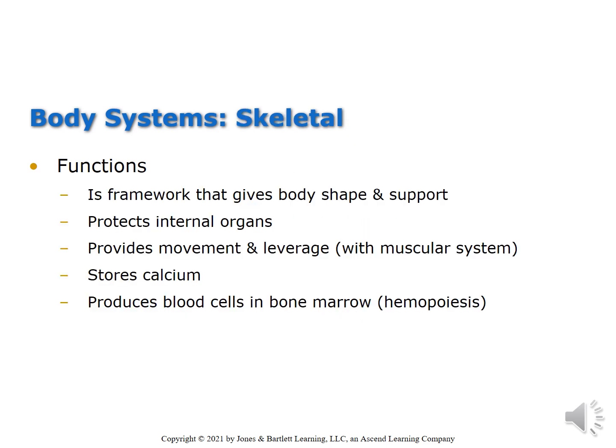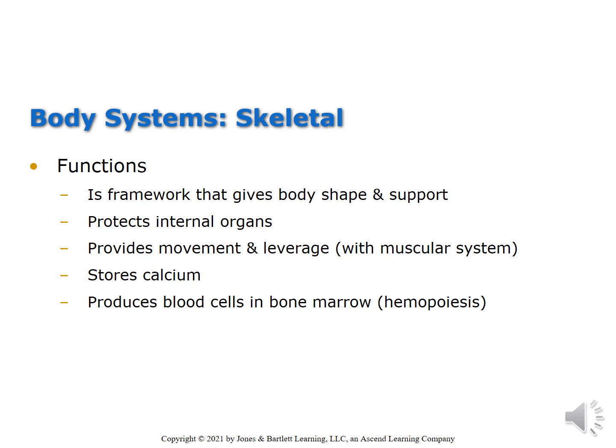So the skeletal system, sometimes some textbooks refer to the musculoskeletal system together, but the skeletal system consists of all your different bones, from long bones to short bones to irregular bones, and the accessory structures as well, the ligaments and the cartilage. And its function is to provide framework to give the body shape and support, to protect internal organs like the rib cage protects the lungs and the heart. It's to provide movement and leverage with the muscular system, because if you had muscles with nothing to pull or act upon, you just have a big blob of jelly rolling around on the floor.